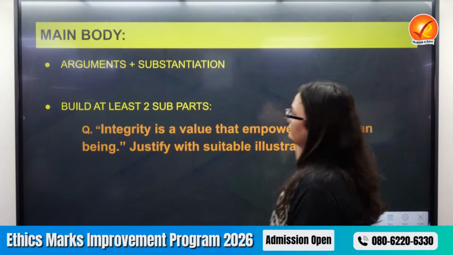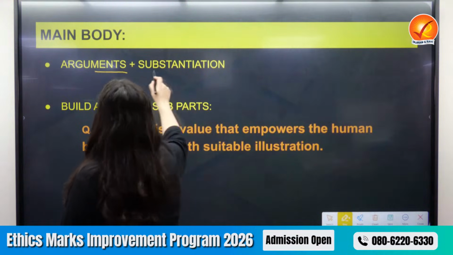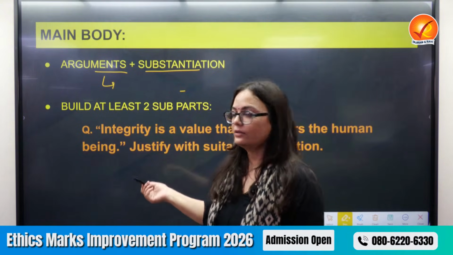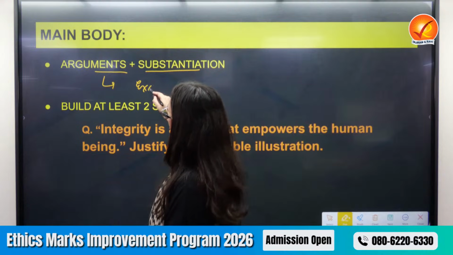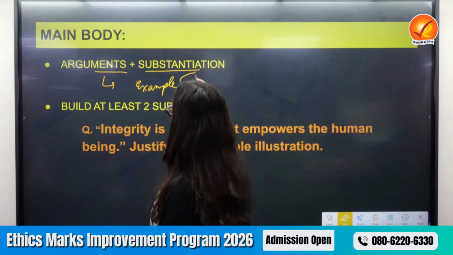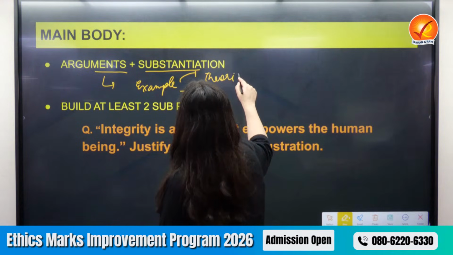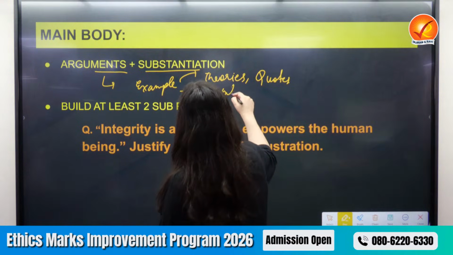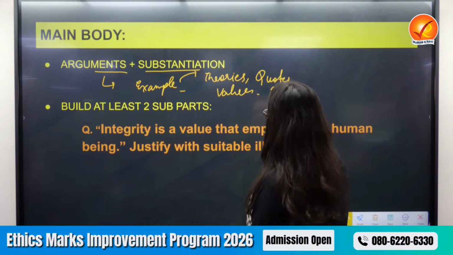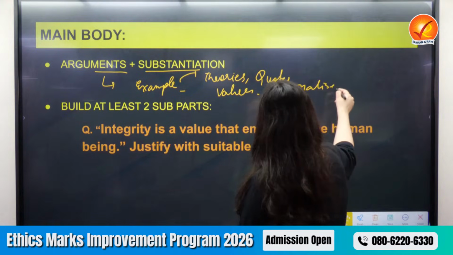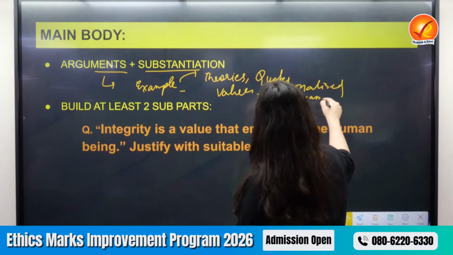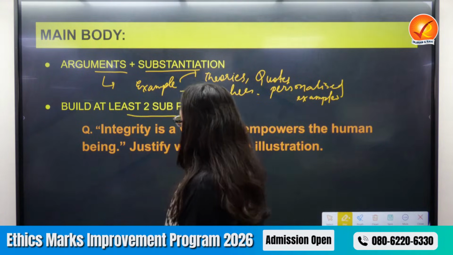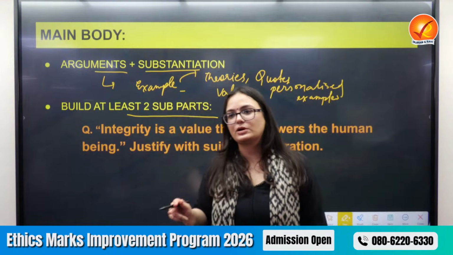Now in the main body, whoever has gone through Topper's copies will know that you have to write an argument, but also substantiate it with an example, or substantiate using some theories, using some quote, using some values, personalized examples. Some mythological examples, etc. You have to build at least 2 subparts to a question.